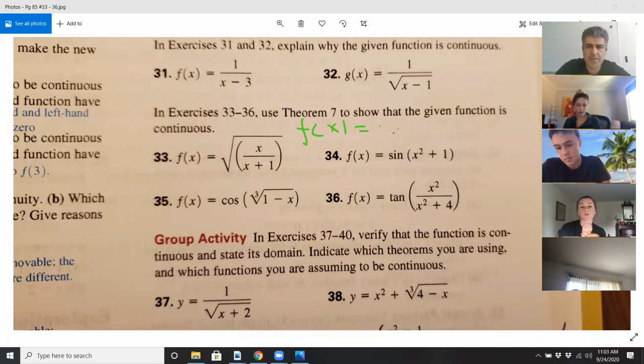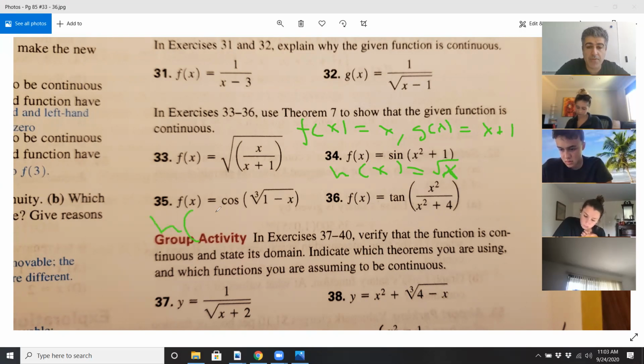f of x equals x, g of x equals x plus 1. Are both those continuous functions? Yes, they're both linear. And then you can say h of x is root x. Root x is also continuous on its domain. So you can now write a composite, h of f of g of x. And that's okay. You're good there. No problems. So that shouldn't be a problem.